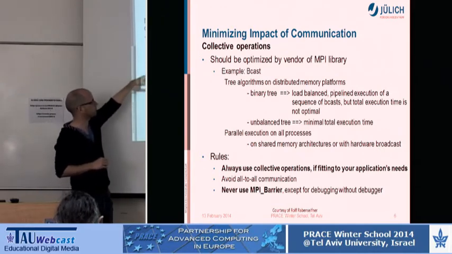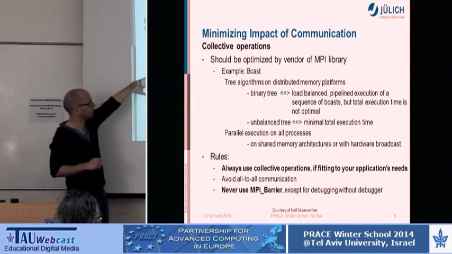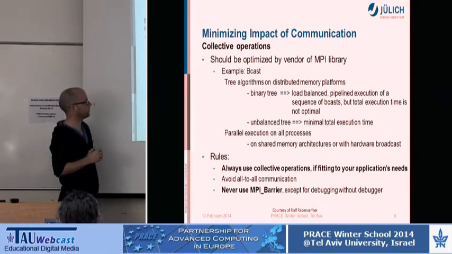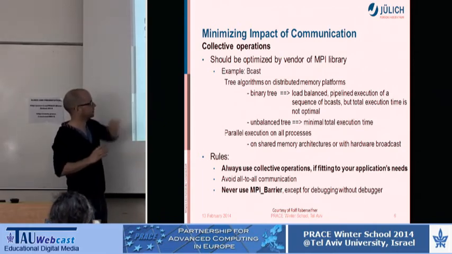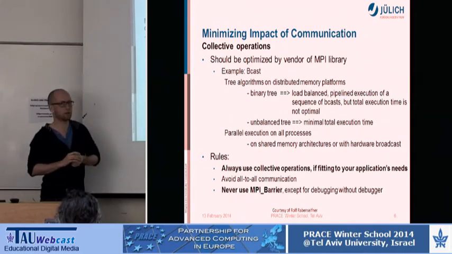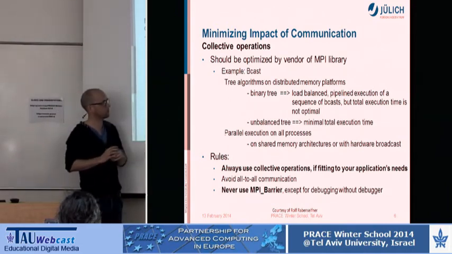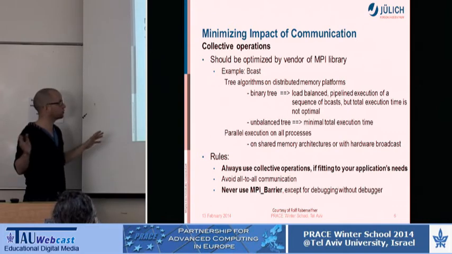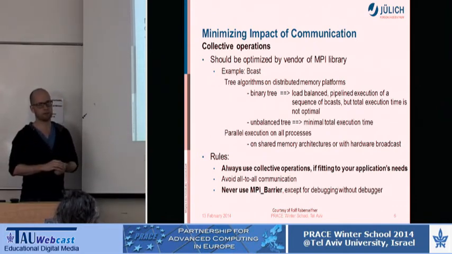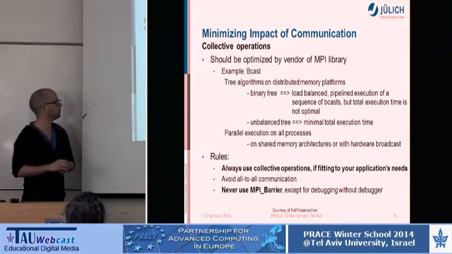So they have particular algorithms that they can use for that. There's a binary tree algorithm, which is nice and load balanced, and everything spits out nicely. It's pipelined, et cetera, et cetera. It doesn't actually result in the best total execution time. There's another one, an unbalanced tree, that will do that. I don't know too much about the details, but you get the idea that there are potential methods for implementing a broadcast. The vendor will have tried a couple of those and probably will have come up with what should be an optimal solution, right?